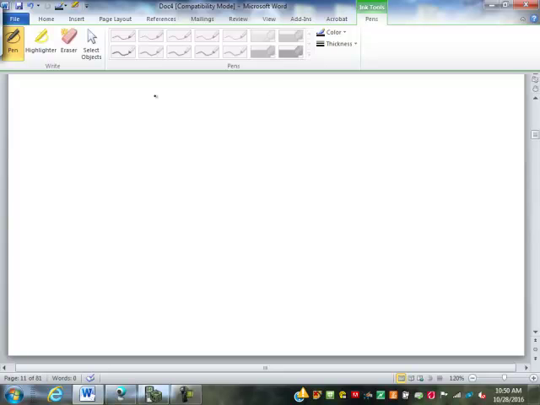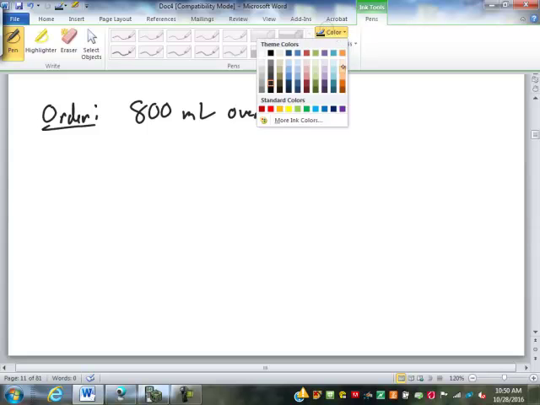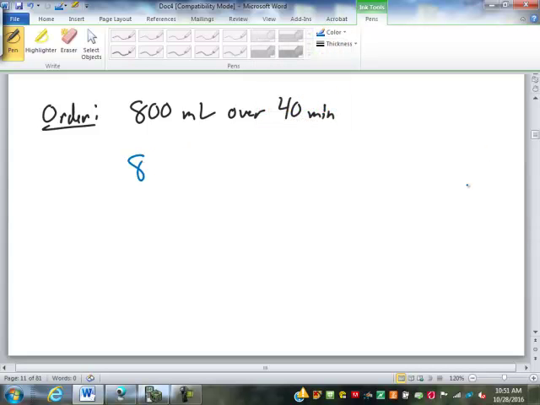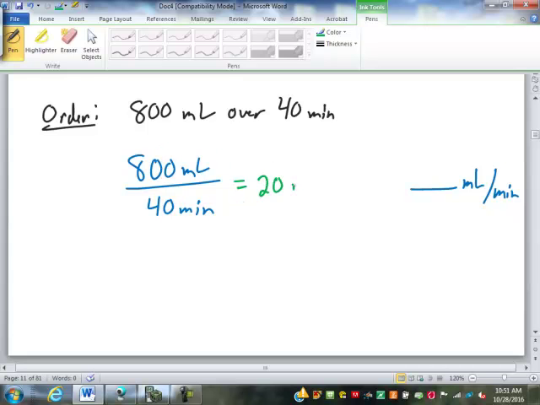Or we might have an order for 800 milliliters over 40 minutes. So this one, and again we're asked for milliliters per minute. So this one, we got our 800 milliliters, and it's already over minutes. 800 milliliters over 40 minutes. So it's just a matter of dividing it out. 800 divided by 40 is 20. That'll be milliliters per minute.